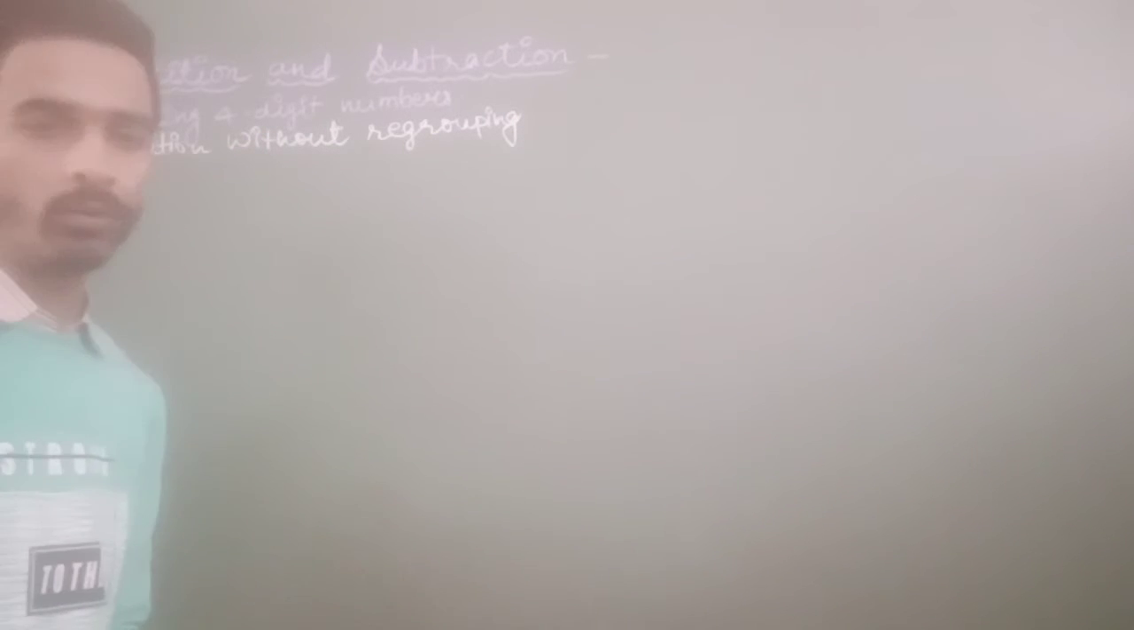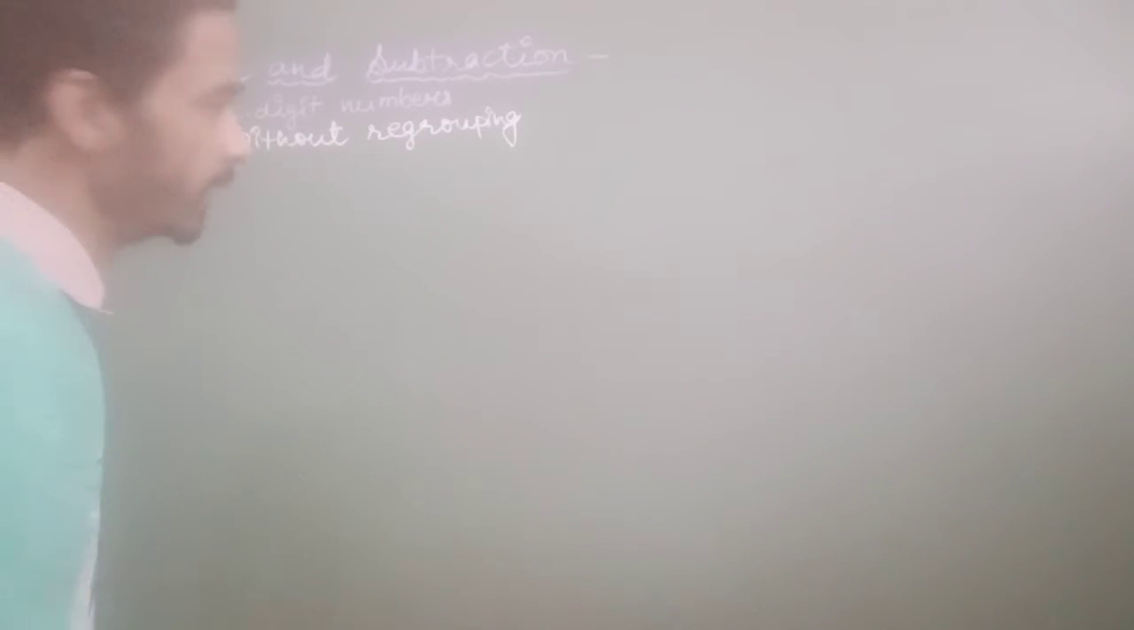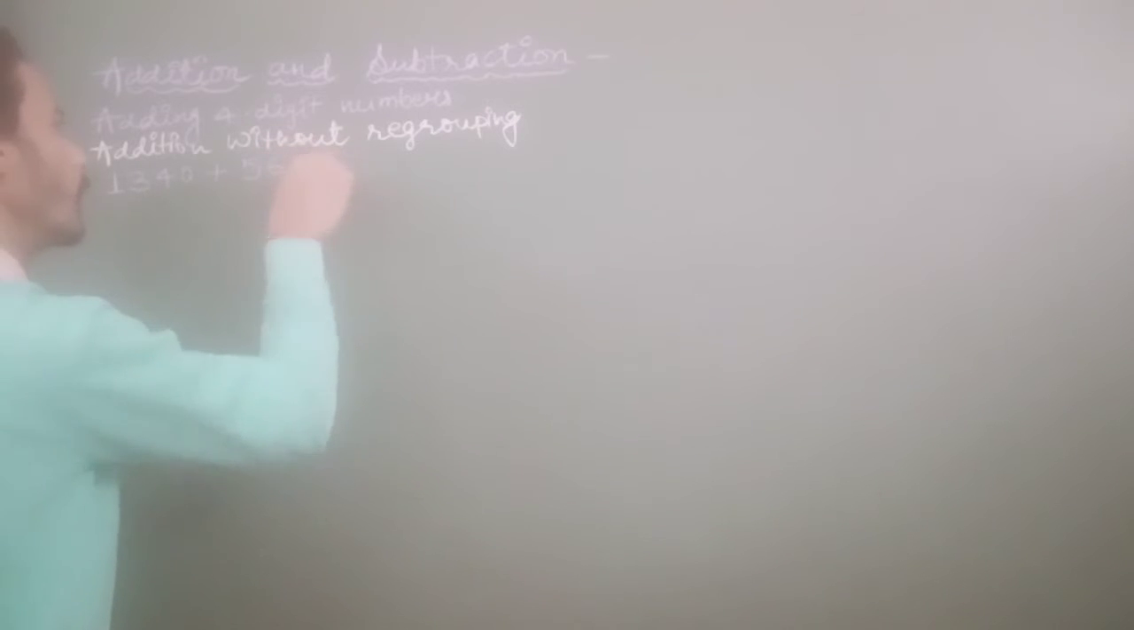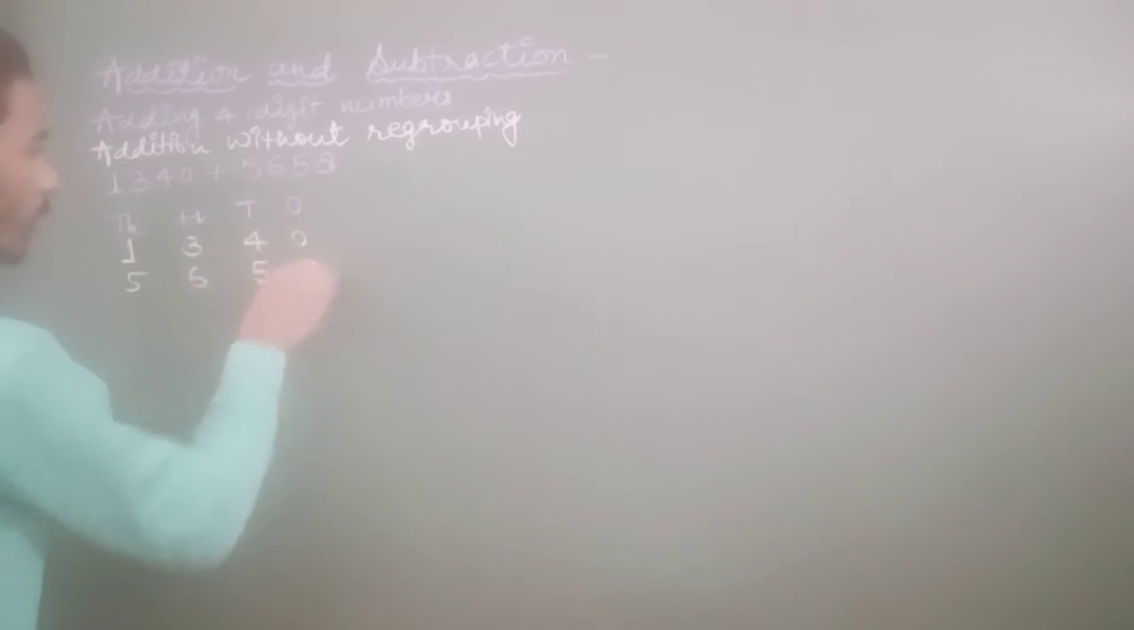Addition without regrouping. The first example: find the sum of 1340 and 5658. Write in columns: thousands, hundreds, tens and ones. 1340 and 5658.